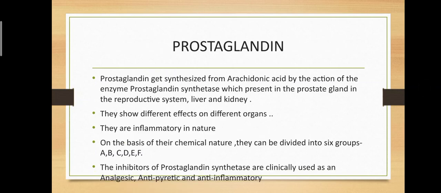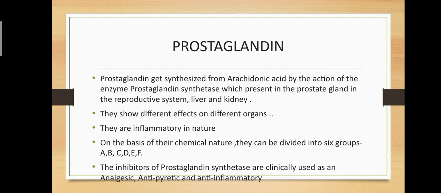Prostaglandin. What is prostaglandin? Prostaglandin gets synthesized from arachidonic acid by the action of the enzyme prostaglandin synthetase, which is present in the prostate gland in the reproductive system, liver, and kidney.